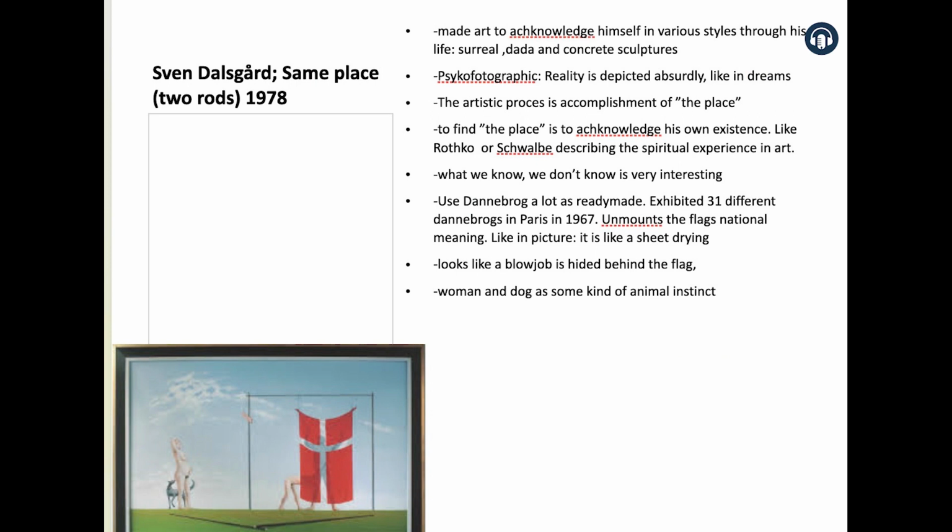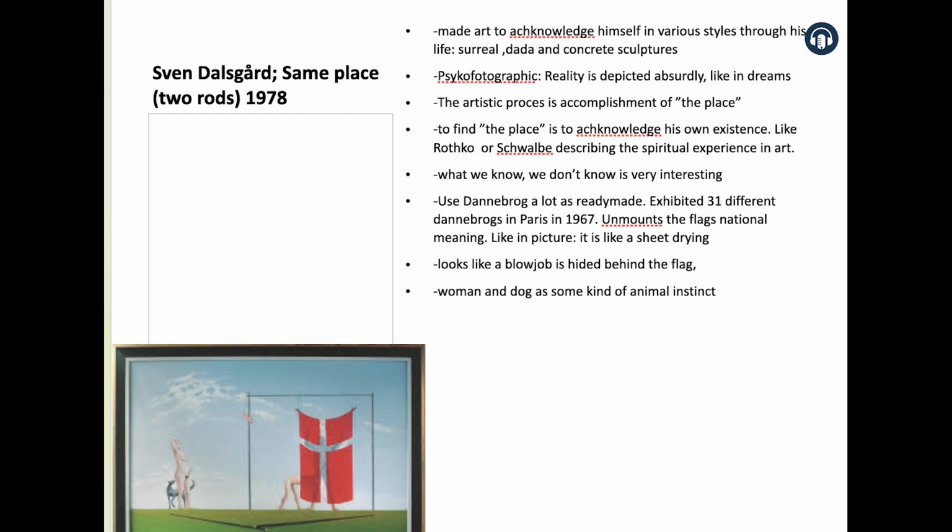And so we go to Sven Dalsgaard, same places, 2 rods, from 1978. He made art to acknowledge himself in various styles through his life: surreal, dada, and concrete sculptures. He called it psychophotographic. Reality is depicted absurdly, like in dreams. The artistic process is accomplished by the place. To find the place is to acknowledge his own existence, like Rothko or Svalbard describing the spiritual experience in art. What we don't know is interesting.